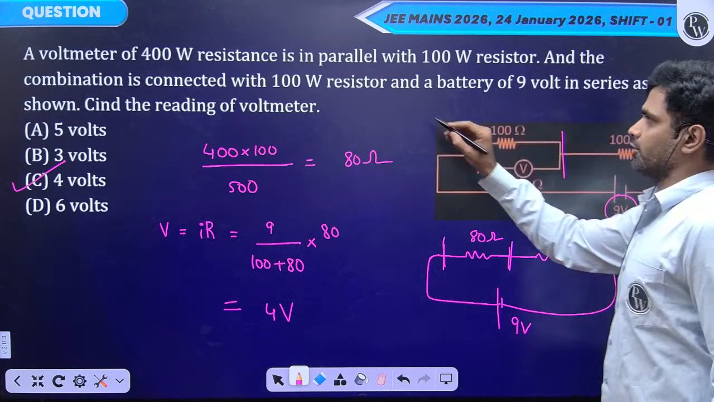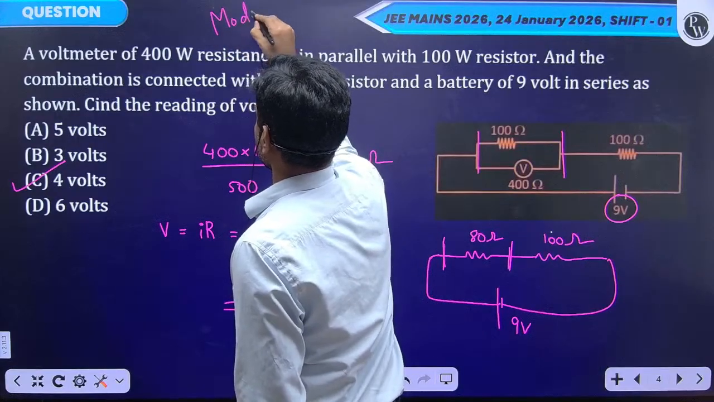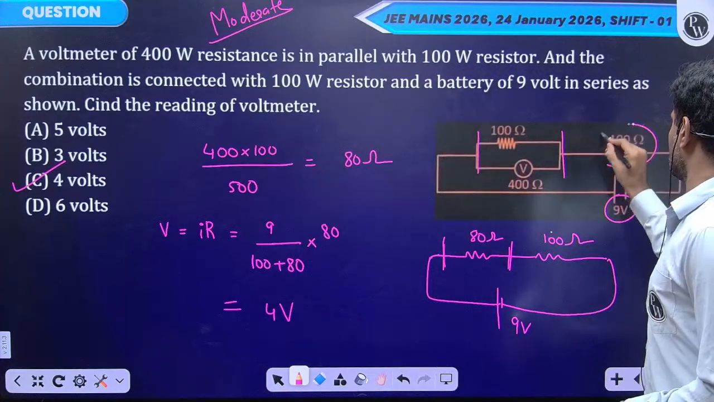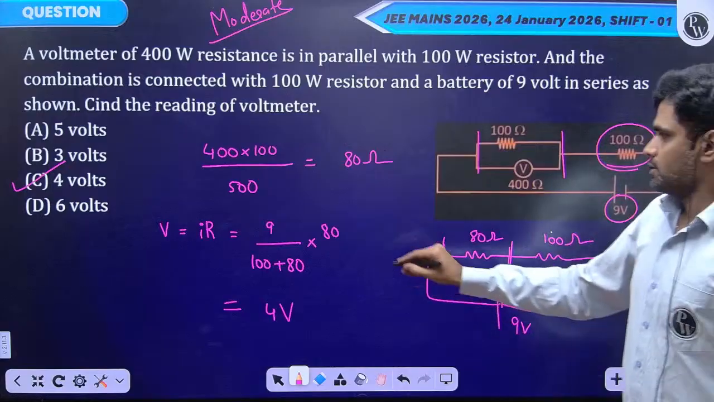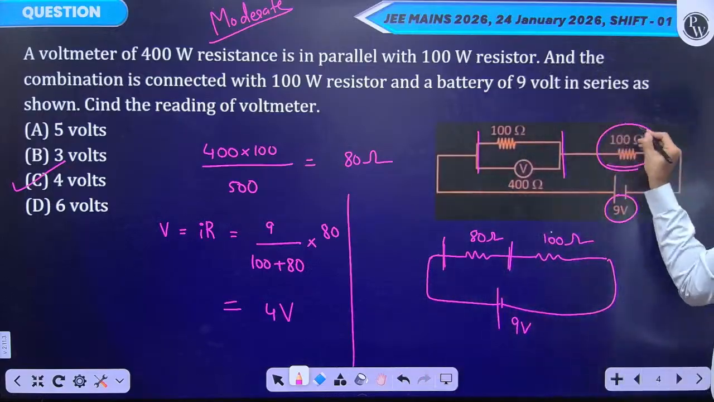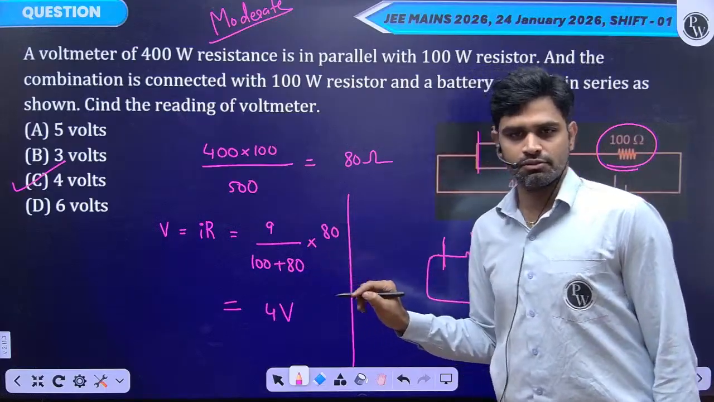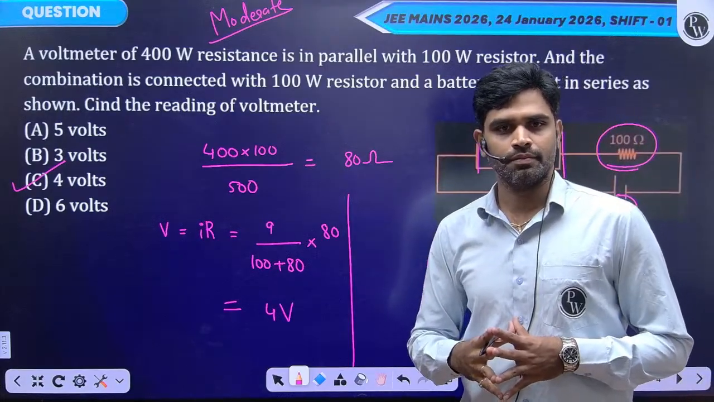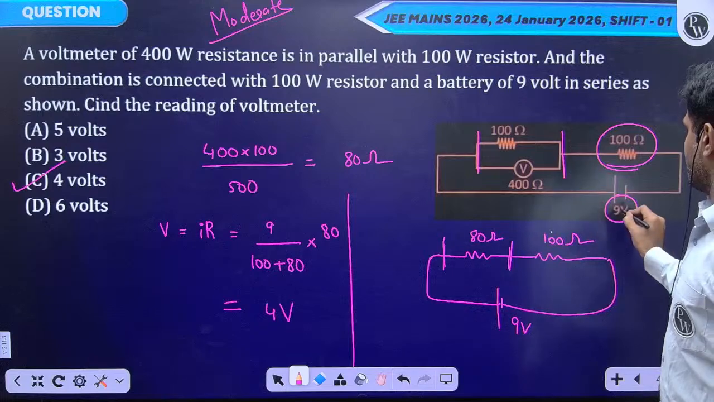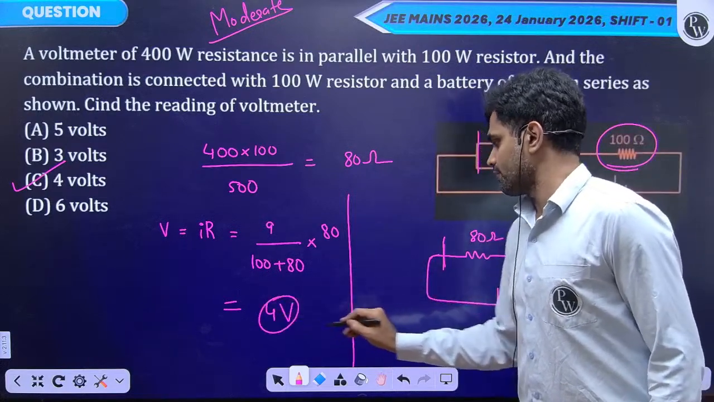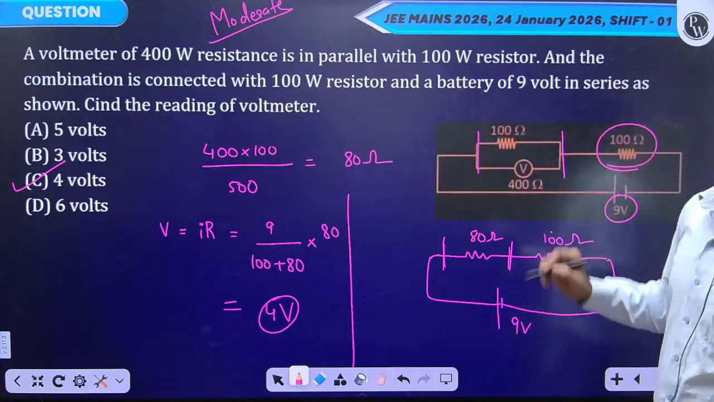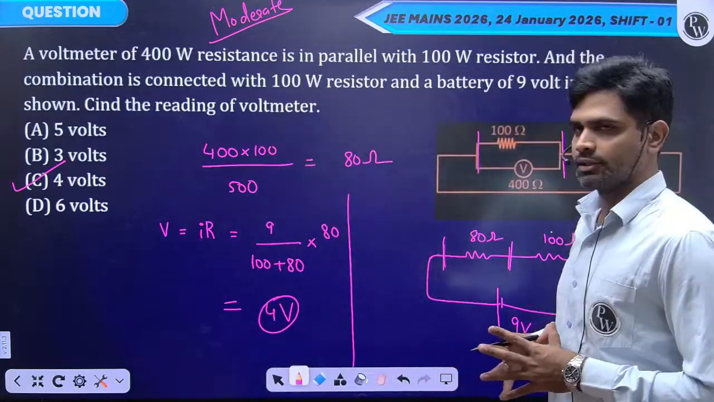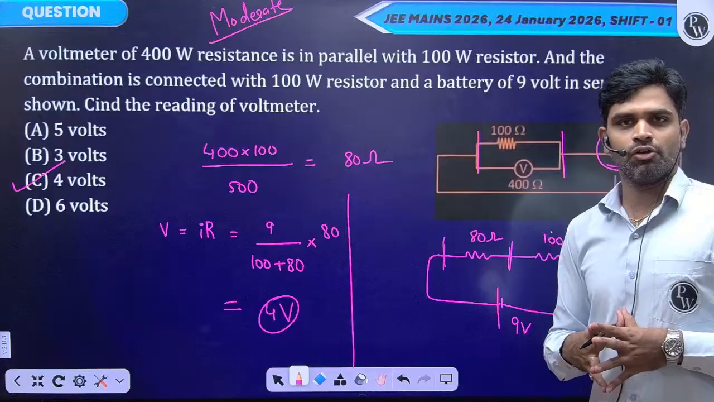This was a moderate question. And in the same question, they could have asked what is the potential across 100 ohm. The potential across 100 ohm would have been I into 100. This was I into 80; potential across this is I into 80. Potential across 100 would have been I into 100, so that would have been 5 volts, because here we have 4 volts. So this was a moderate question which you can solve with basic concepts of V equal to IR and series and parallel combination of resistors.